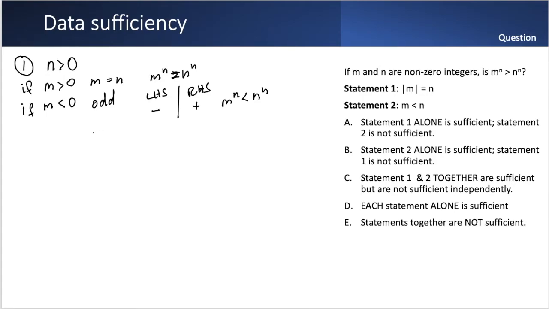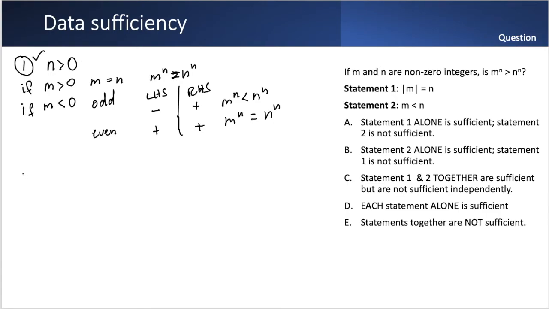Now, if m is negative and even, then the left-hand side will be positive because it's, for example, -2 to the power of 2. So this will be positive. The right-hand side will be positive as well. But what we get is that m to the n therefore must be the same as n to the n. So these are all the different cases, and there's no case where m to the n is actually bigger than n to the n. So statement 1 is enough because we know that they can either be the same or m to the n is smaller.